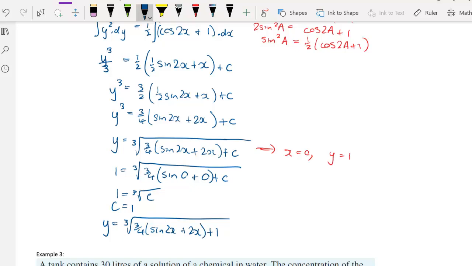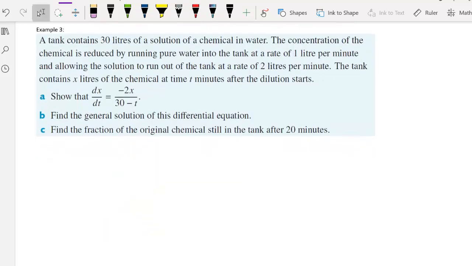Okay, and there's our specific solution to the given differential. Now the last example is an applied one. The question reads: a tank contains 30 liters of a solution of a chemical in water. The concentration of the chemical is reduced by running pure water into the tank at a rate of 1 liter per minute and allowing the solution to run out of the tank at 2 liters per minute.